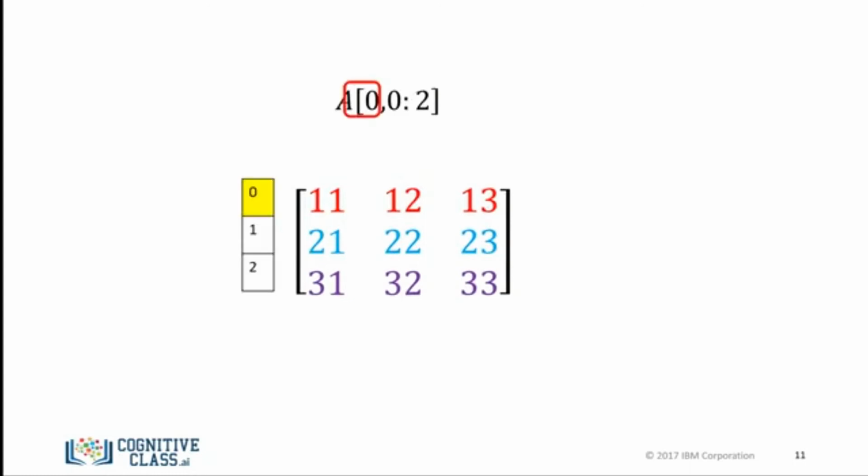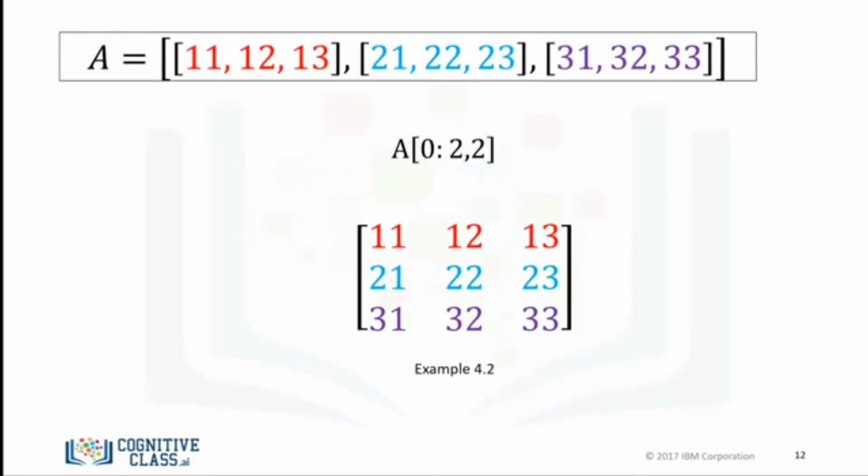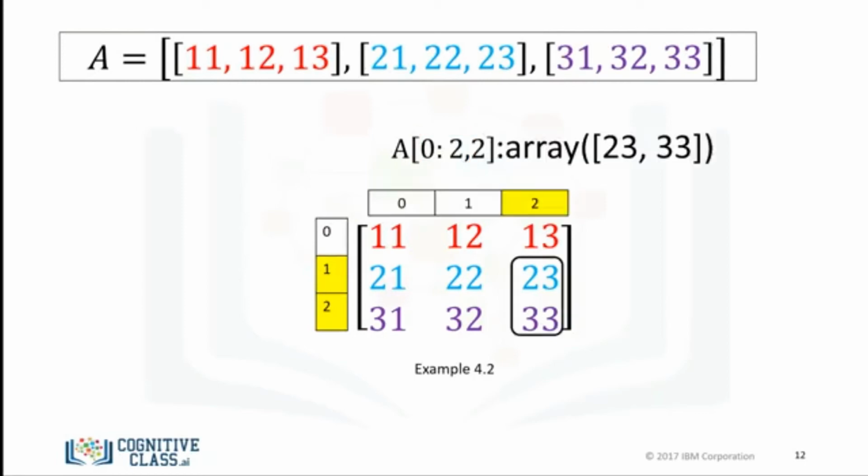We can also use slicing in NumPy arrays. The first index corresponds to the first row. The second index accesses the first 2 columns. Consider this example. The first index corresponds to the last 2 rows. The second index accesses the last column.